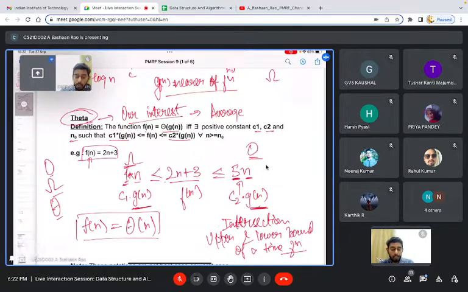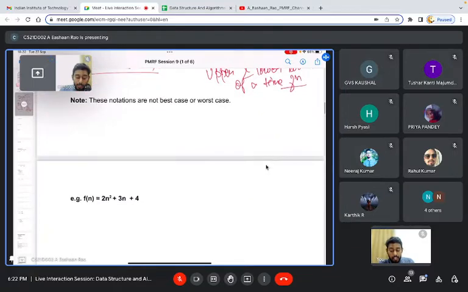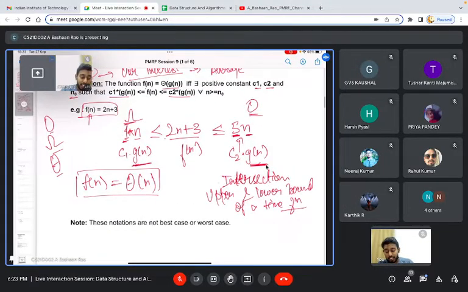Now we will try to solve a few examples related to that and see how we can define a certain function, and once we go for algorithmic analysis, how we can put these practice examples into actual practice. And again, note that these notations are not best case or worst case, it's just one of the ways to tell about a time function.